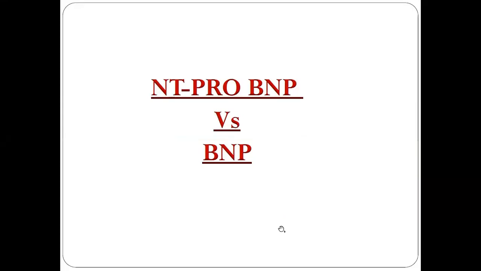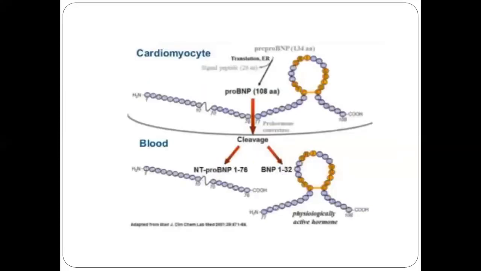Many times in clinical practice we have to differentiate NT-pro-BNP versus BNP, and decide when to use NT-pro-BNP and when to use BNP. So let's go through it one by one. As already discussed, NT-proBNP and BNP are the products of pro-BNP. From the cardiomyocyte, pro-BNP is formed from pre-proBNP. This pro-BNP is then cleaved into NT-proBNP and BNP.